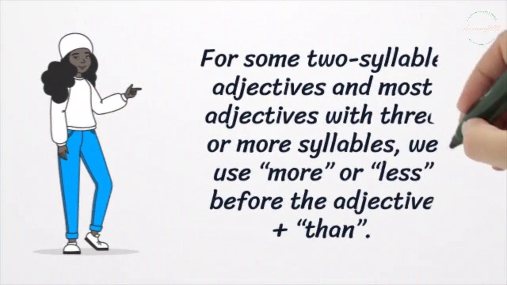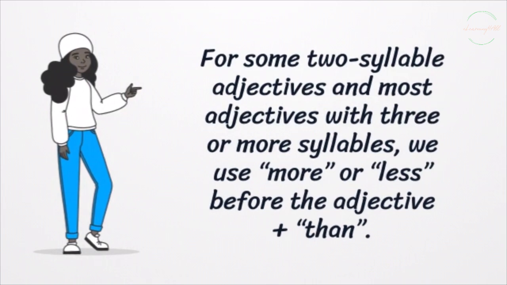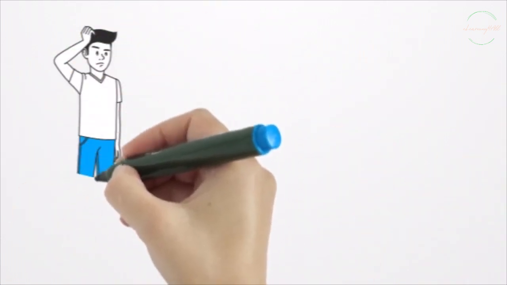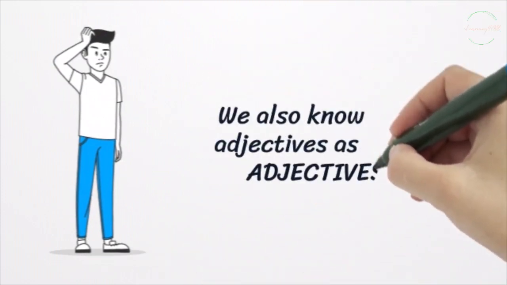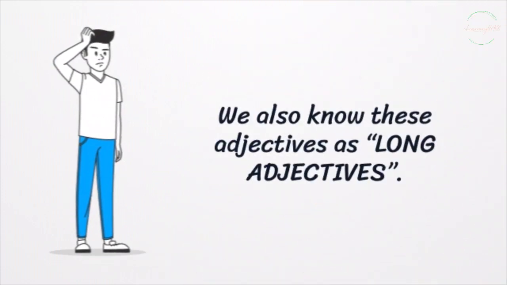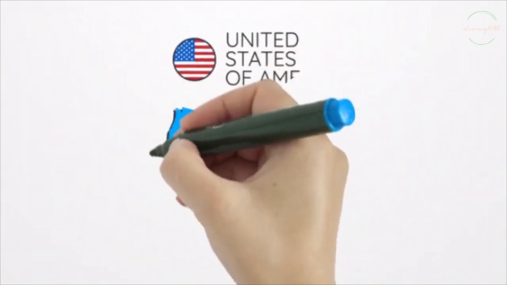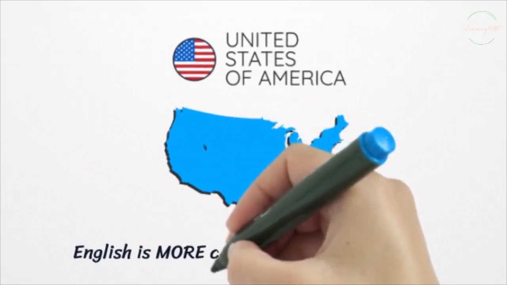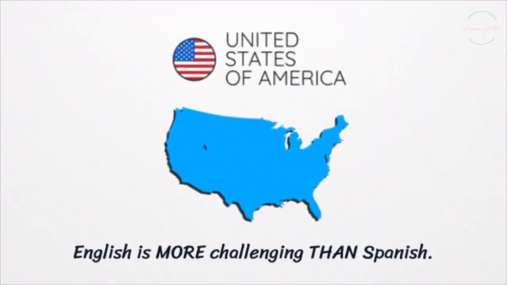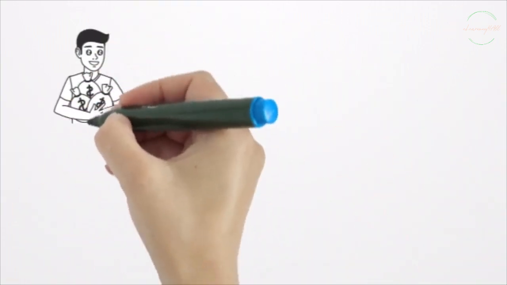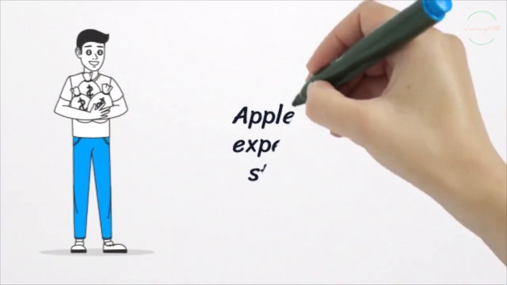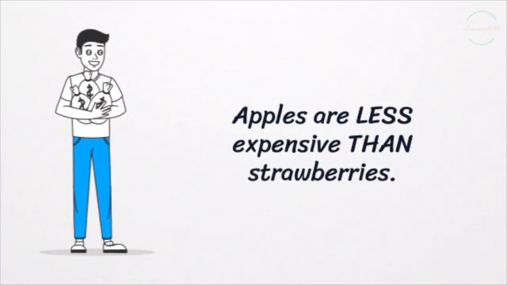For some two-syllable adjectives and most adjectives with three or more syllables, we use "more" or "less" before the adjective plus "than". We also know these adjectives as long adjectives. For example, English is more challenging than Spanish. Apples are less expensive than strawberries.